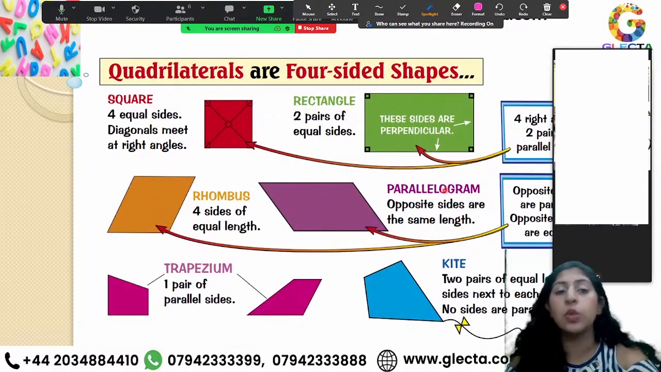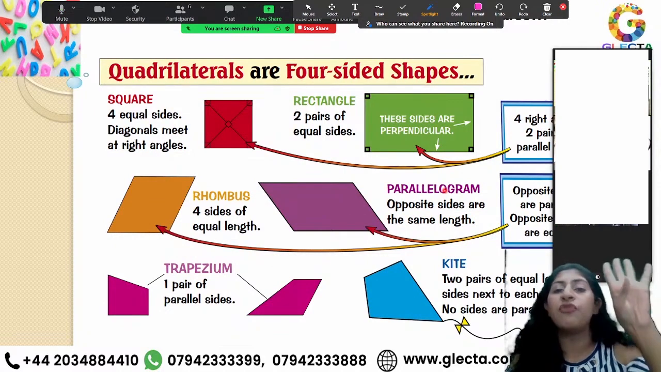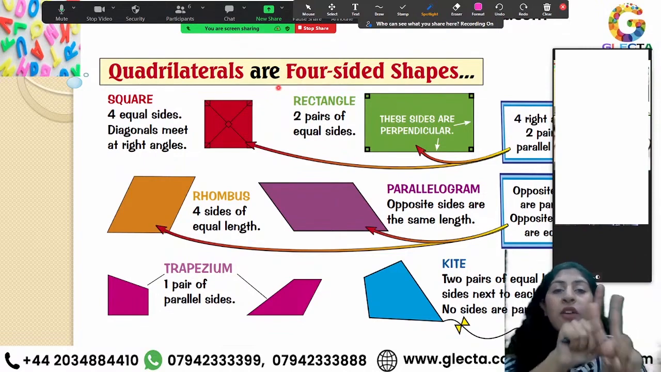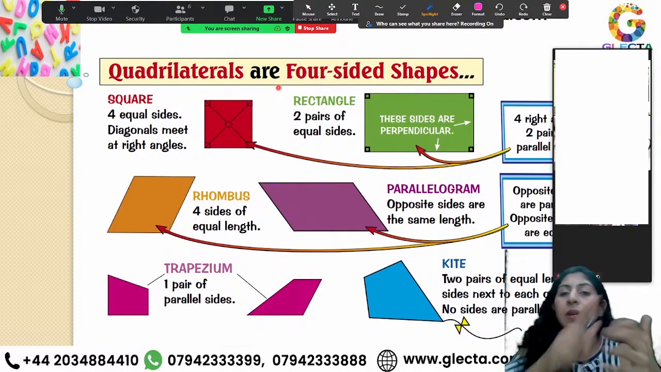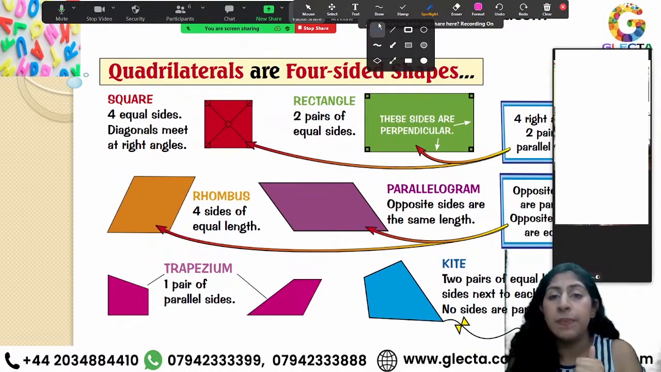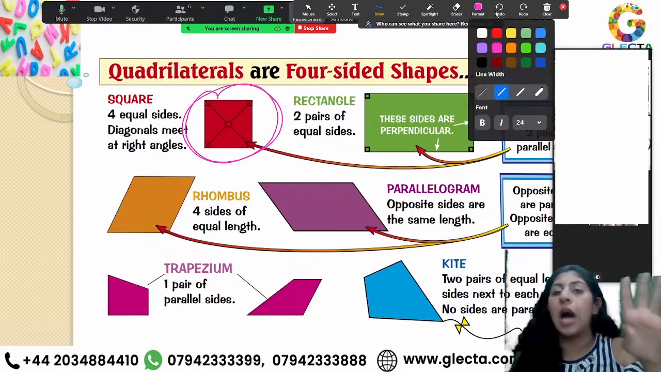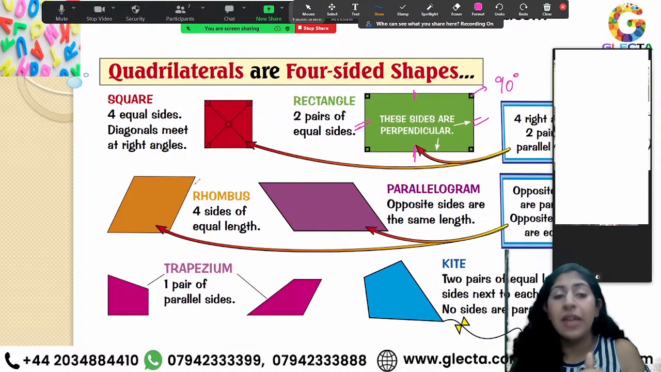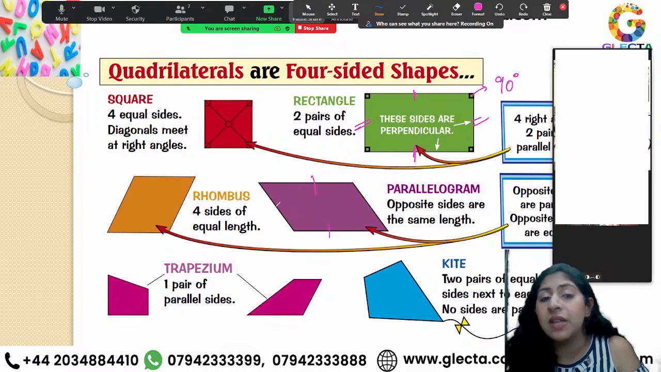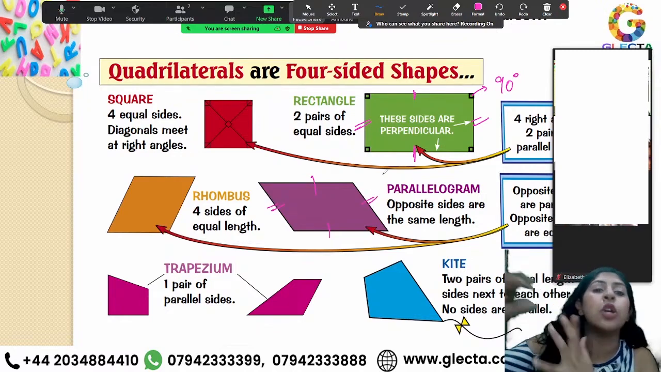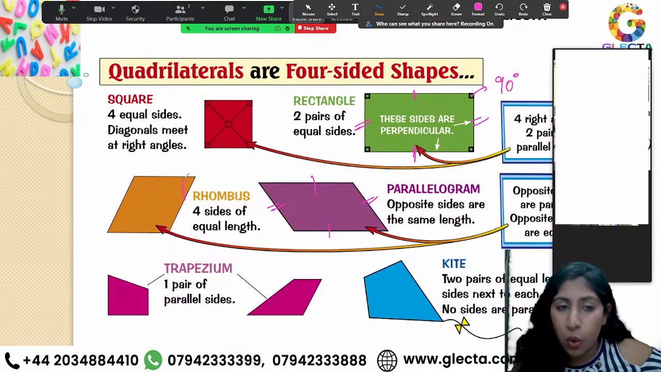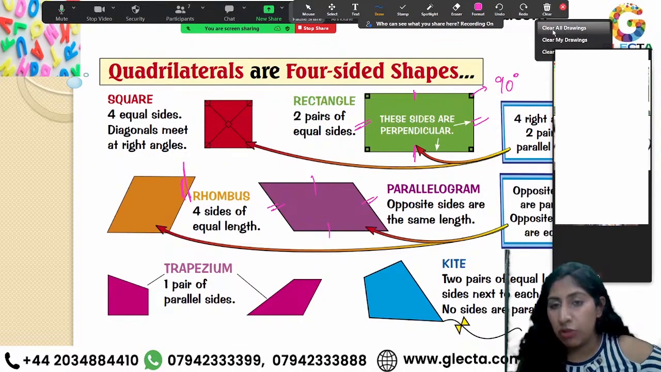Then coming to the next bit, which is about quadrilaterals. Quadrilaterals are your four-sided shapes, right? Further on, you've heard about square, rectangle, parallelogram, rhombus, trapezium, kite. So, what's the difference between all of them? In a square, all the four sides are equal. In a rectangle, only the opposite sides are equal and all the angles are 90 degrees, right? In a parallelogram, opposite sides are equal and parallel, but the angles are not 90. Then in a rhombus, all the four sides are equal, but it's not a square, right? The angles are not 90 degrees over here.